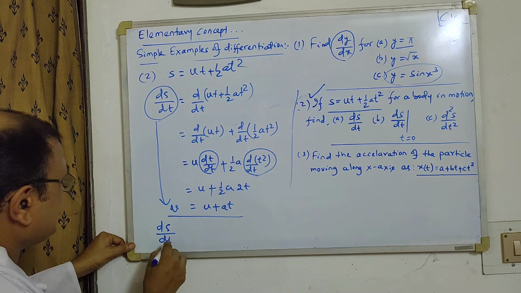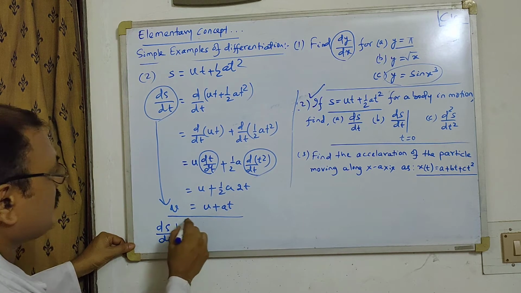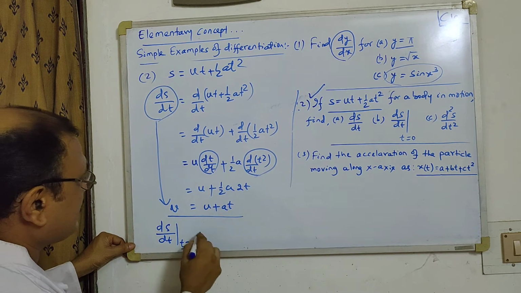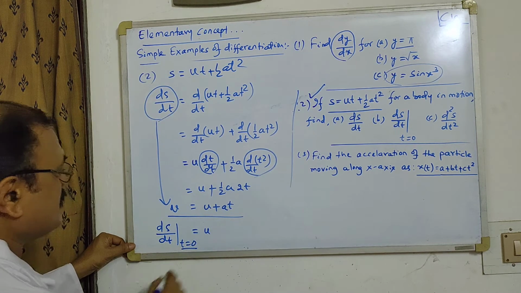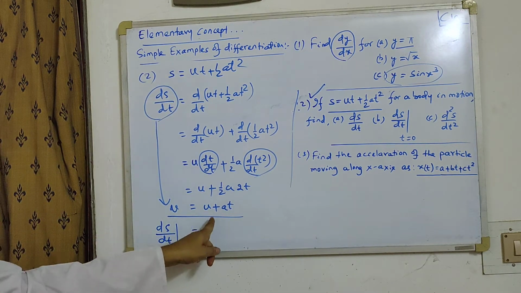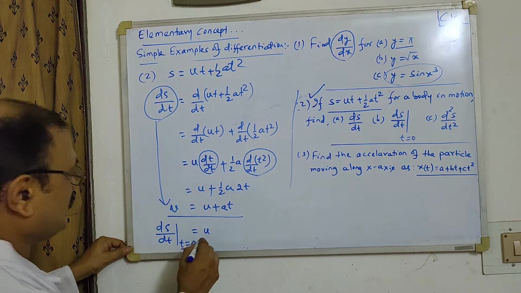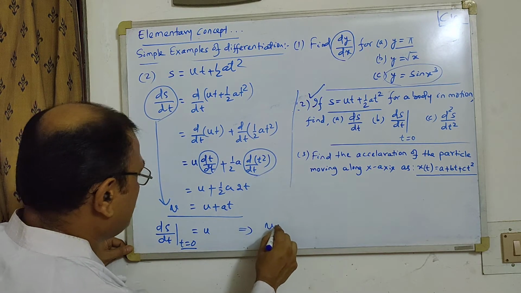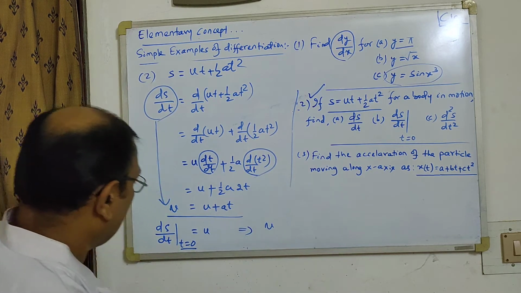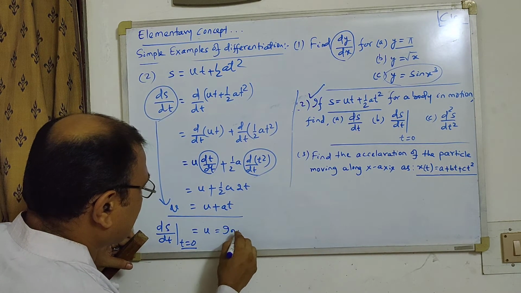ds by dt at t equal to 0. When t equal to 0, in this expression the second term vanishes, so therefore I write it u. To distinguish this one, you can write it, very often, as u0, but here we take it as u as such, so therefore this is the initial velocity, you can write it is the initial velocity.